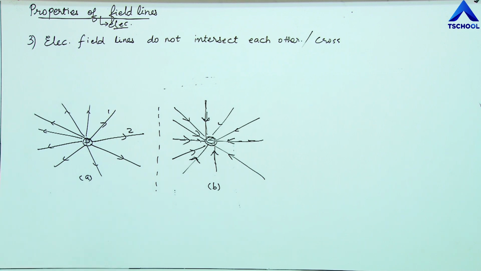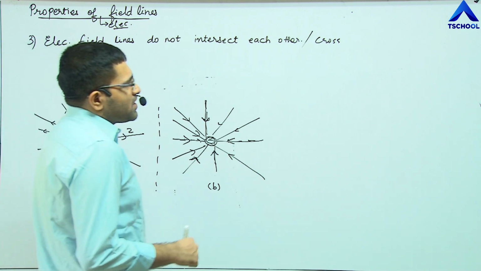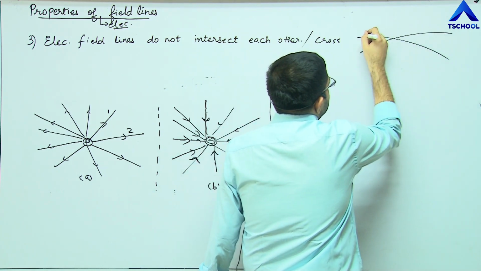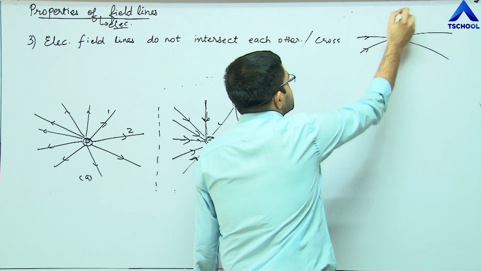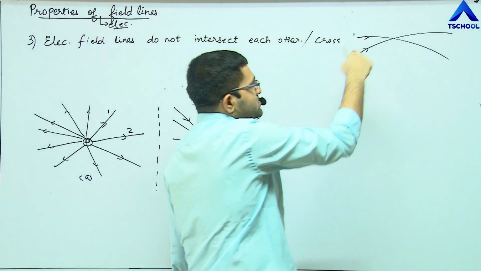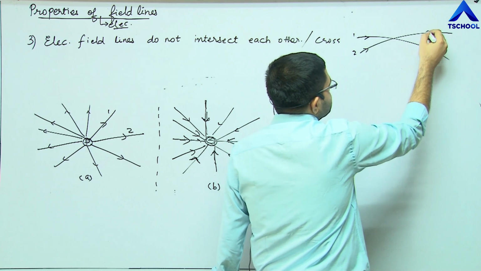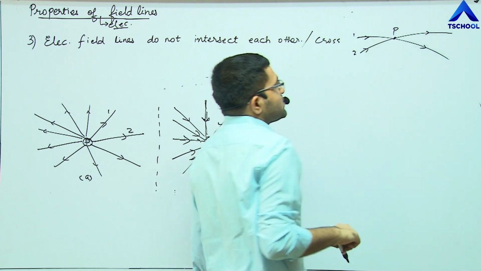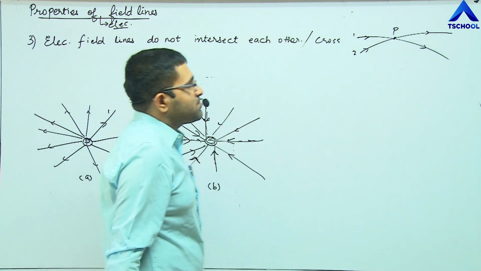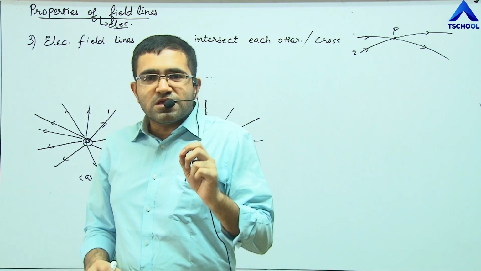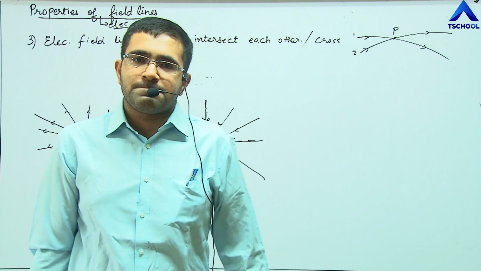The reason is, think for a moment that suppose the field lines in some case are like this, that they're crossing each other at this point P. Let's call this point P. Okay, so they're crossing each other at P, right? Now an interesting thing would happen at P.